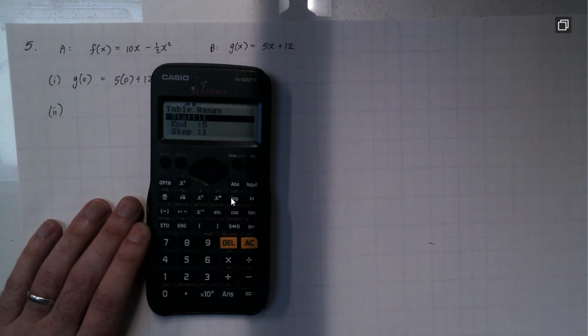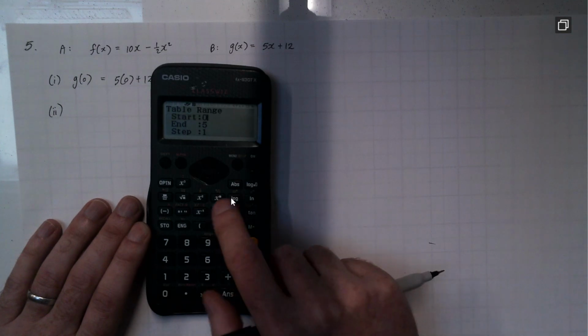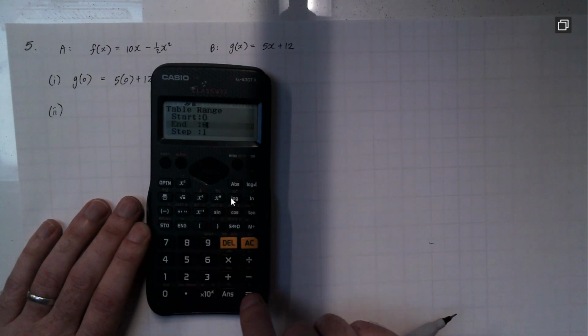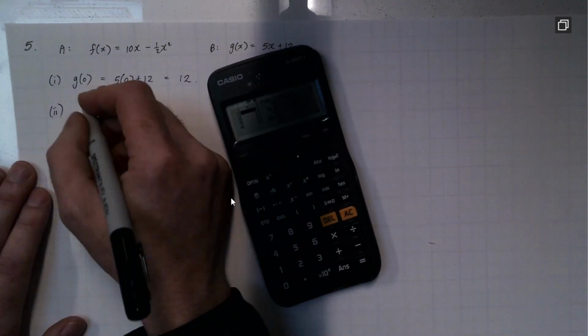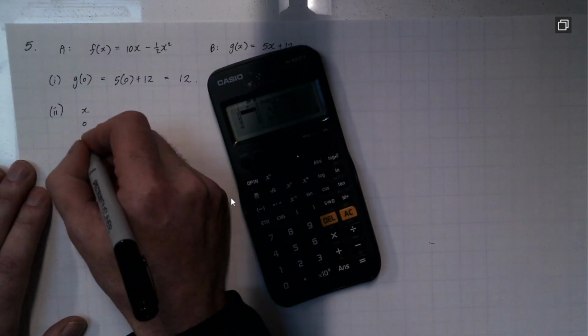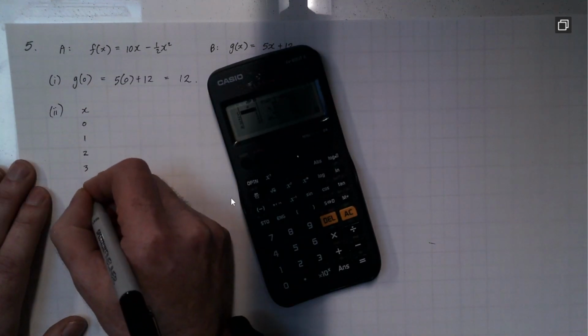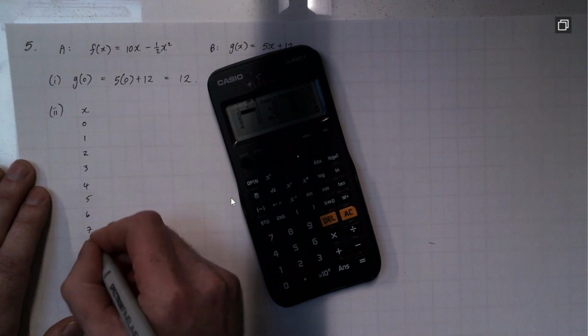Now we choose the range. I'll go from 0 to 8, so start at 0 and end at 8, with steps of 1. Then we create the table with the x values.